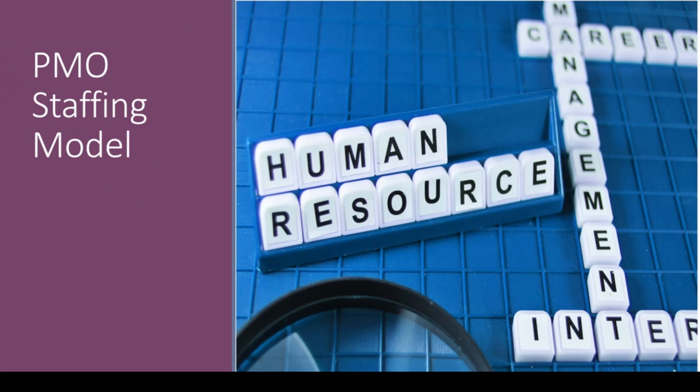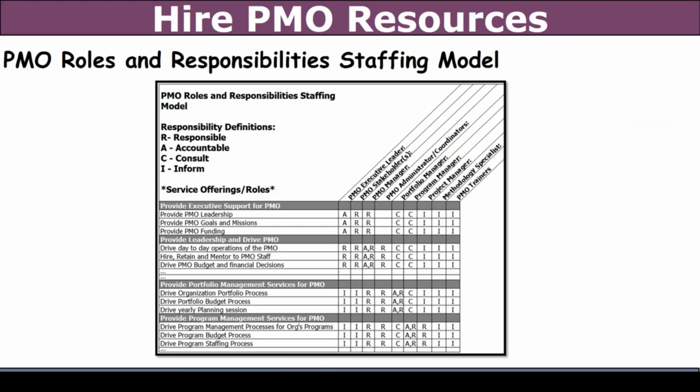Step 7 is around your staffing model. So when you think about your staffing model, you really think about, well, who do I need, right? Who do I need to do the work that we just selected? This is a huge process, right? You're hiring people and you're bringing people on board. And one of the things that you're going to be asked on a regular basis is you need to justify who you're bringing on board. Well, here's a tool for that. It's called the PMO Roles and Responsibility Staffing Model.